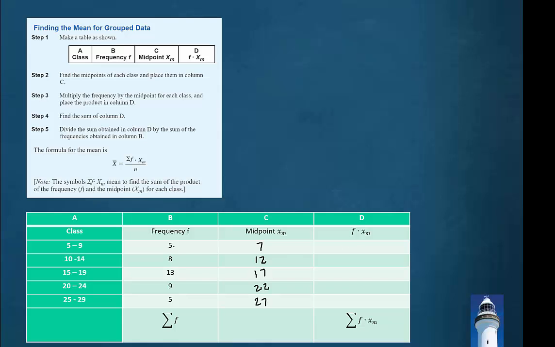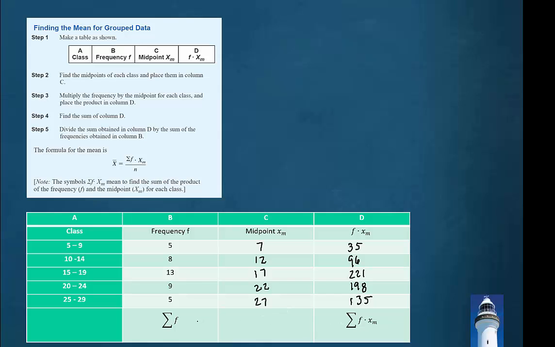And we'll do that by multiplying the frequencies and the midpoints that we already have in the table. So we would have 35, 96, 221, 198, and 135.